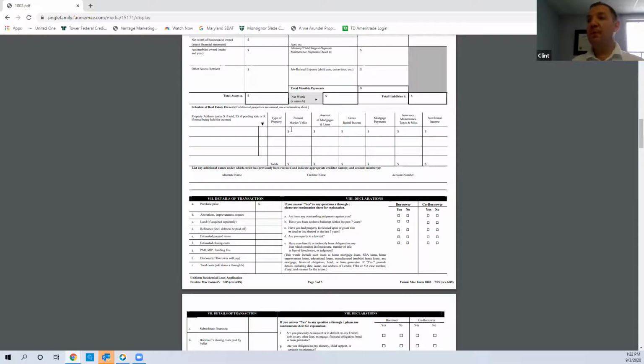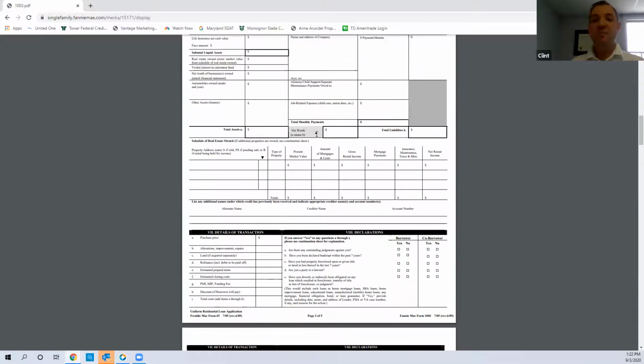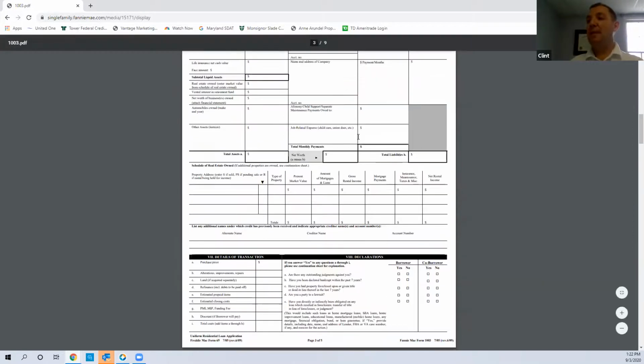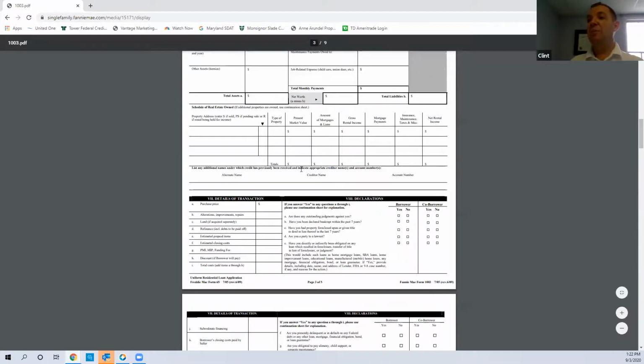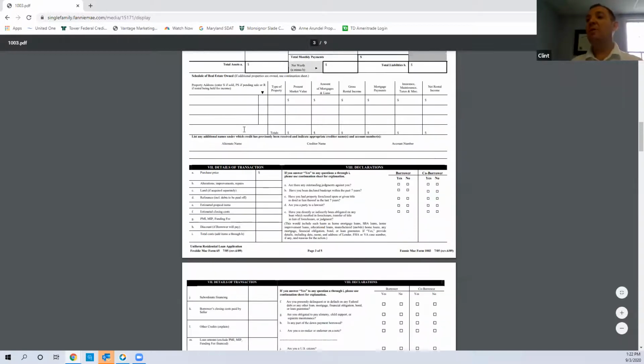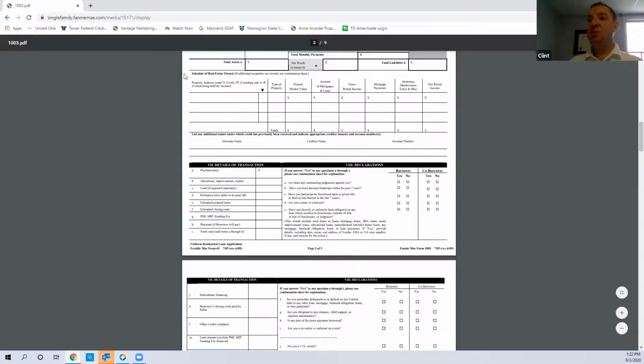So this is a question that I've become accustomed to asking: how much do you pay for child care on a monthly basis? And so that typically takes care of all my debts, and I'll have a good idea of what to expect once I pull the credit report. Moving on, we go to the schedule of real estate owned.